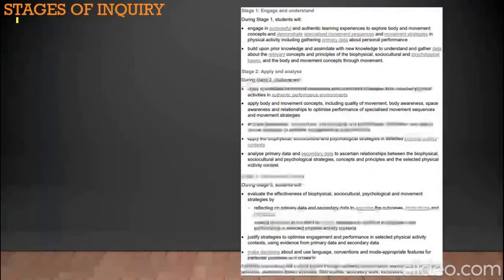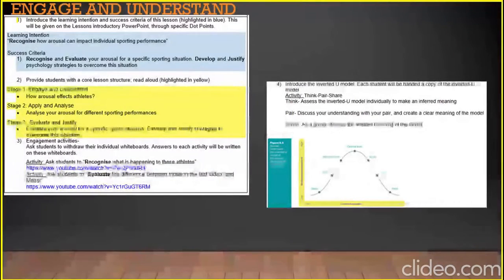These inquiry stages are used as a pedagogical and conceptual framework to facilitate integrated learning. This lesson, just as others, follows the three stages of inquiry. To engage students and ask them to begin to understand the concept of arousal and its impact on sporting performance, it is first made clear to students the learning intention and access criteria of the lesson.